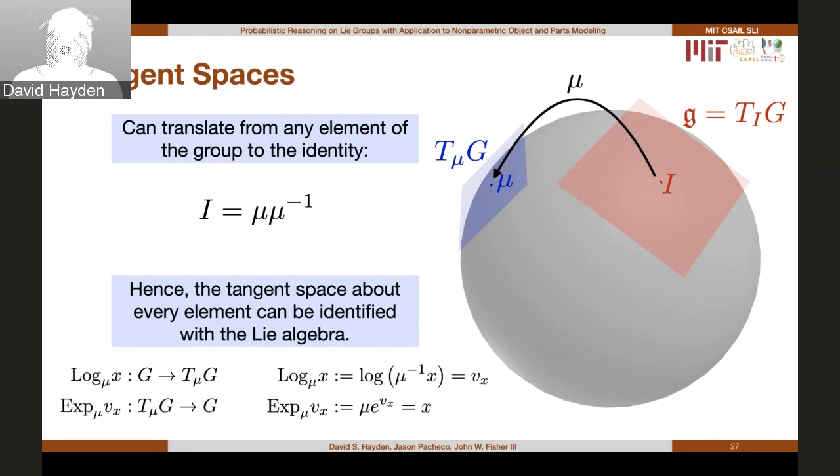In the logarithm case, we're just going to translate by the inverse of mu, that gets us to the identity element, and then take the Lie group logarithmic map, which takes us to the Lie algebra. And then in the exponential map case, we're going to take the exponential of some vector in the linear space, the Lie algebra, and then translate by the mu element to get to a linear space about the element mu.